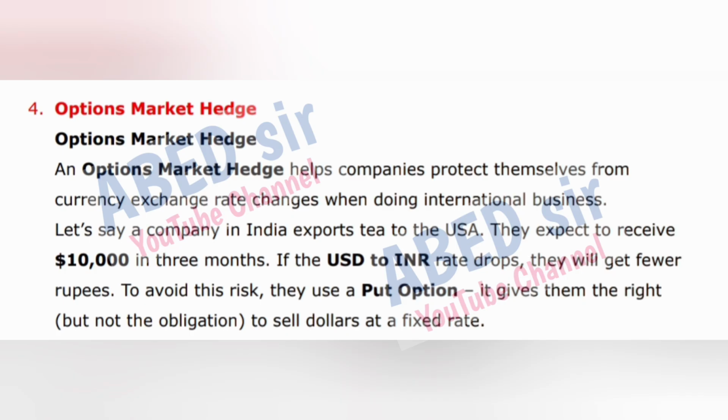Options market hedge. An options market hedge helps companies protect themselves from currency exchange rate changes when doing international business. Let's say a company in India exports tea to the USA. They expect to receive $10,000 in 3 months. If the USD to INR rate drops, they will get fewer rupees. To avoid this risk, they use a put option. It gives them the right but not the obligation to sell dollars at a fixed rate.